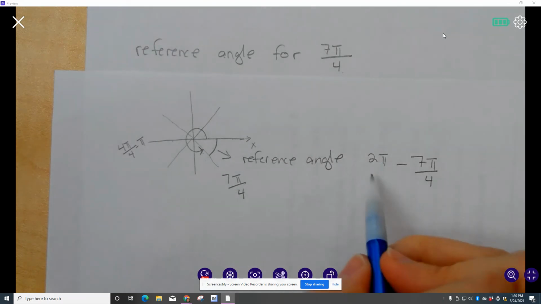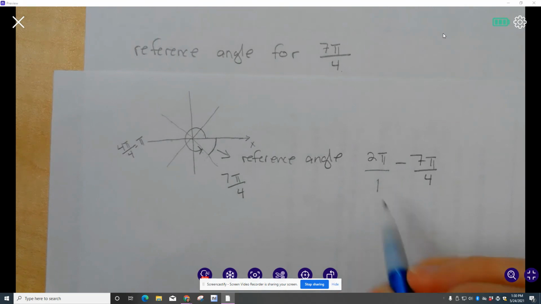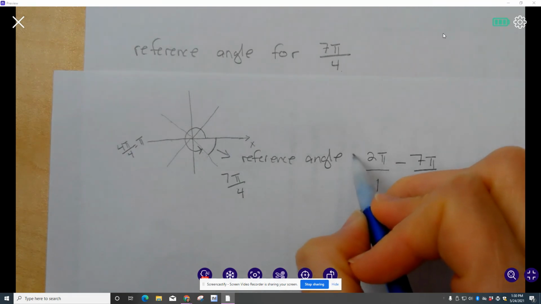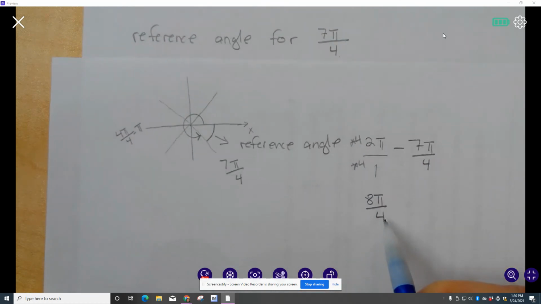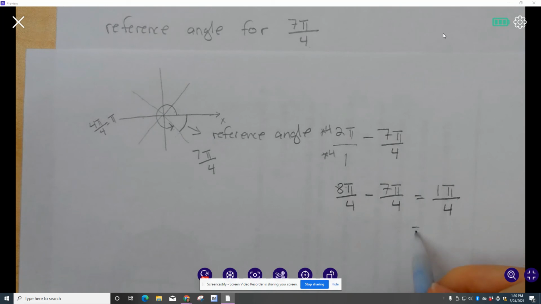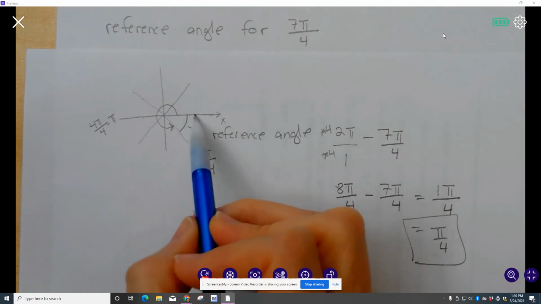So I want to multiply top and bottom of this by 4. If I multiply the numerator by 4 and the denominator by 4, I get 8 pi over 4 minus 7 pi over 4. Subtract your numerators: 8 pi minus 7 pi is just 1 pi over 4. So the reference angle is pi over 4. Your reference angle has to touch the x-axis.